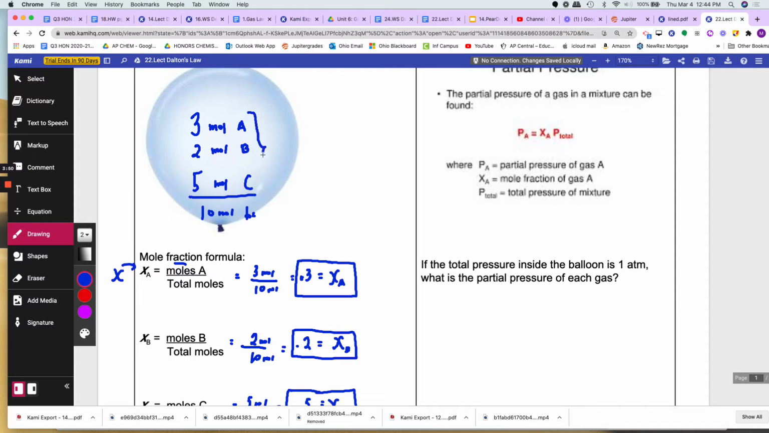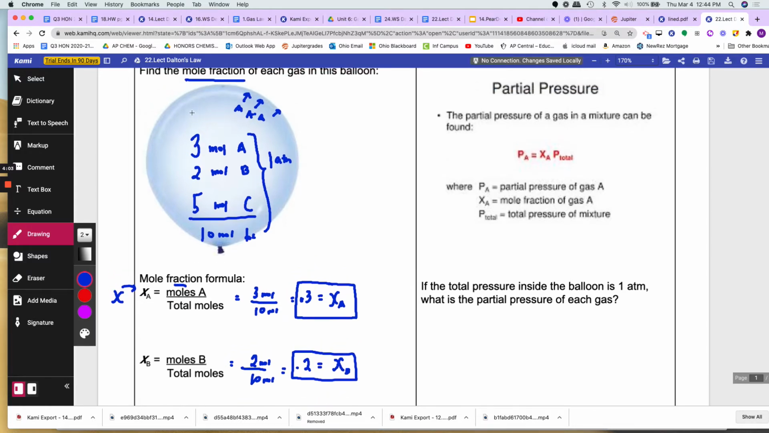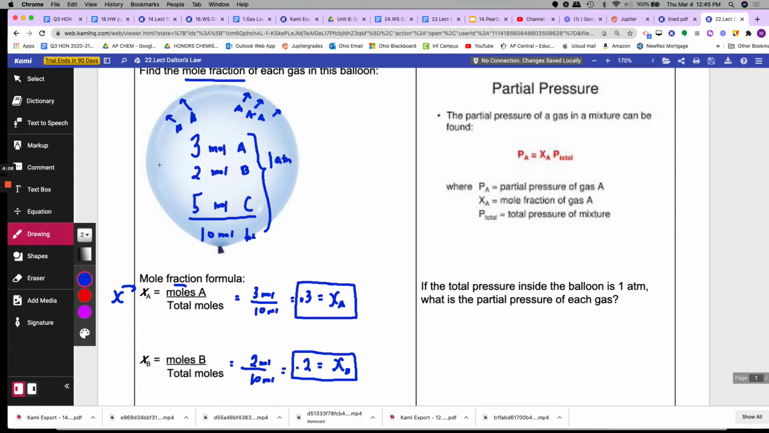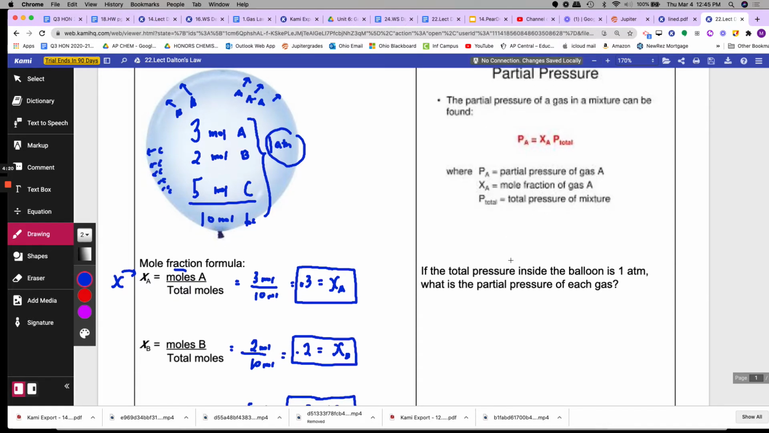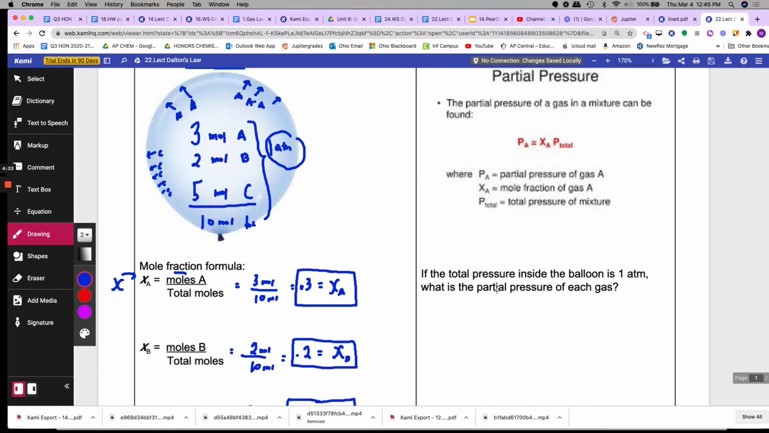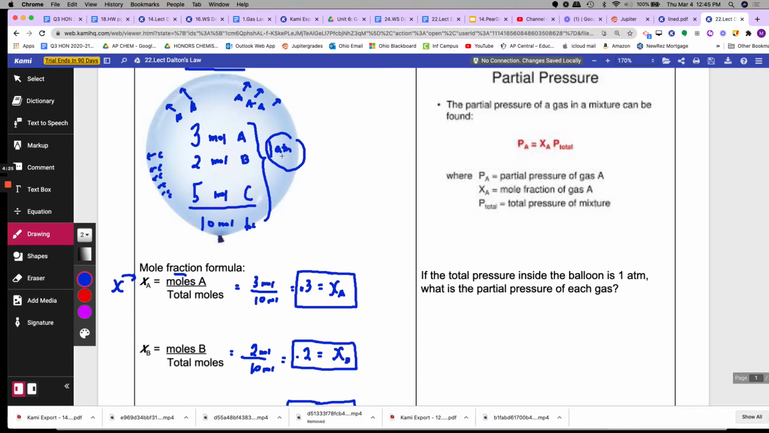Okay? So, if the total pressure inside the balloon is 1 atm, let's say that all of this is exerting a pressure of 1 atm. So all the A's are hitting the sides of the container, right, exerting pressure. All the B's are hitting the sides of the container, exerting pressure. And also all the C's. There's 5 of them. Not necessarily 5, but 5 moles of them, okay? I can't just draw 5 moles. All of those together are exerting a pressure of 1 atm. If the total pressure inside the balloon is 1 atm, what is the partial pressure of each gas?